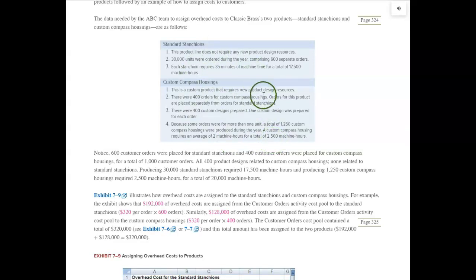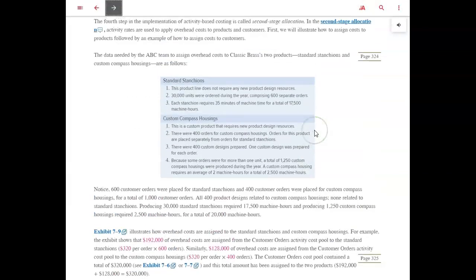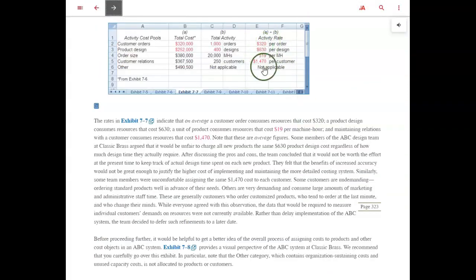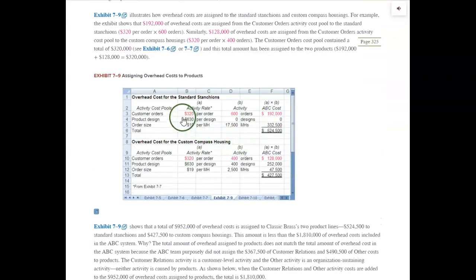All right, so let's take this information and find out how much needs to be applied to each of these different kinds of products. Remember, we just computed these numbers a minute ago. Let me scroll up and show you. Right here. So let's take these numbers and apply these based on their measure to the two different products. In this first one, there were 600 orders, and we apply $320 overhead cost per order, so $192,000. This product did not require any designs, so we apply no design cost to this product.